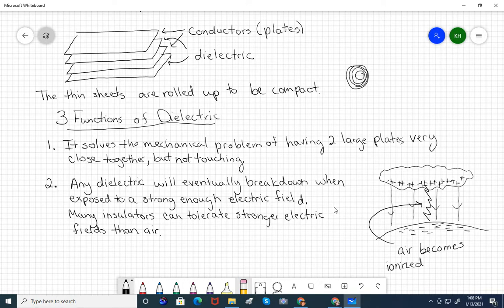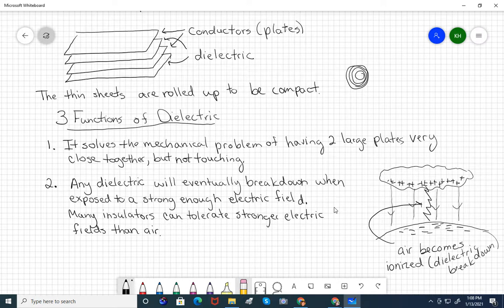When you start pulling electrons off of atoms, you get positively charged ions in the air, you get negatively charged electrons, and you get a flow of electricity. That's dielectric breakdown on a large scale. Okay, so if you have a circuit and you have a capacitor that's supposed to store charge and store electric energy, you don't want current to flow through it.